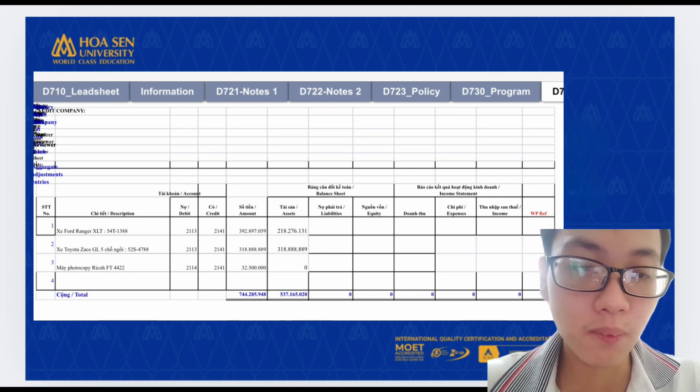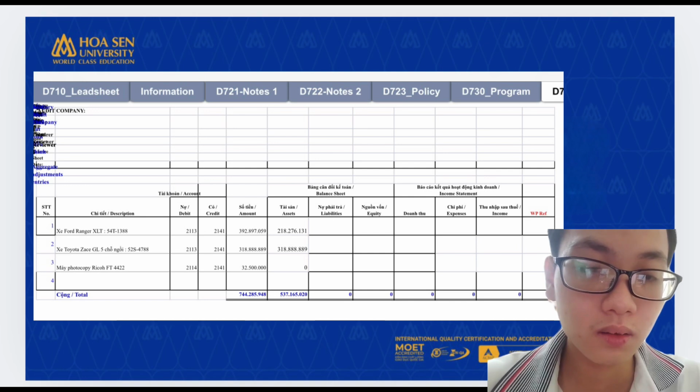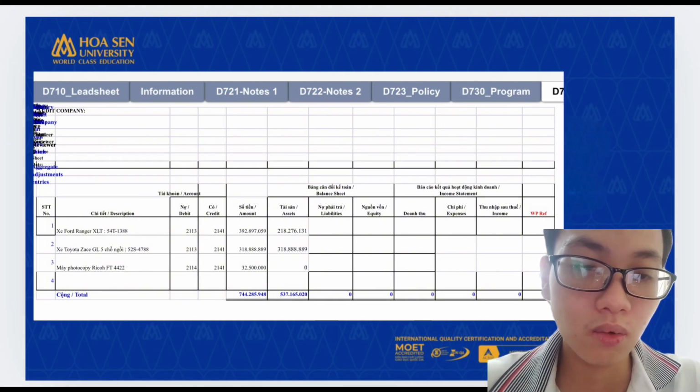The total amount is 744,285,948, with the total capitalized amount of fixed assets being 537,165,020 Vietnamese dong. These transactions are recorded with a debit to accounts 2113 and 3114 and a credit to account 3141, reflecting the increase in fixed assets of the company.